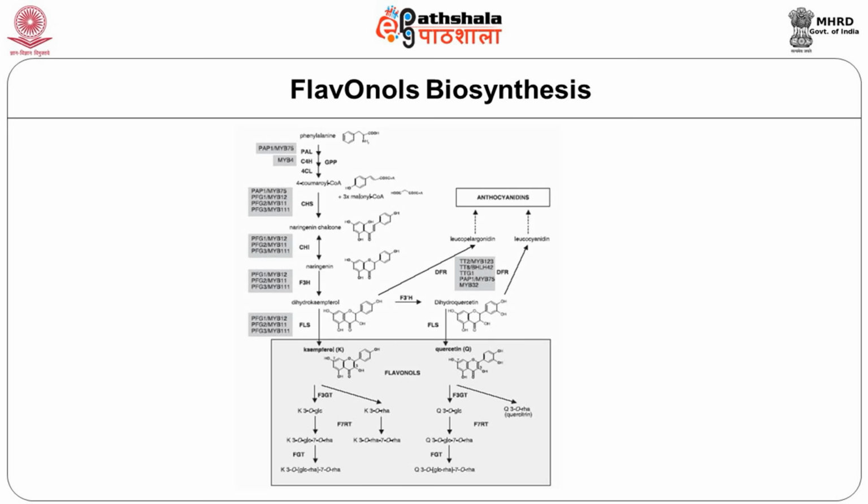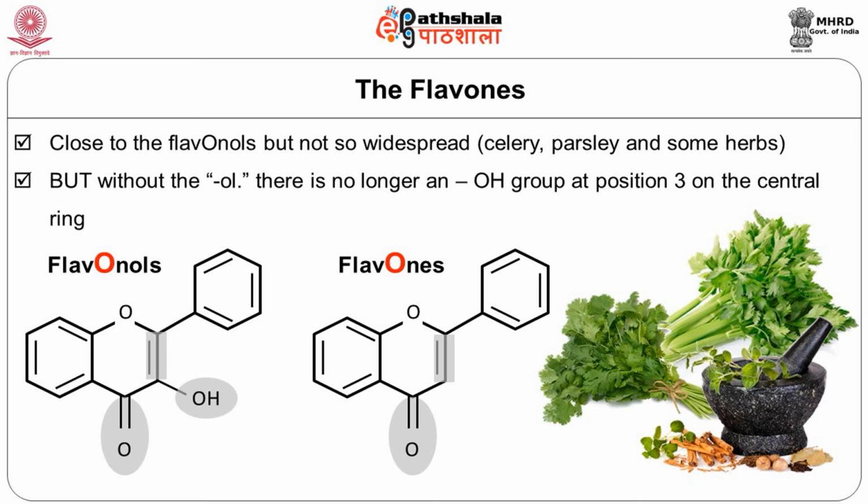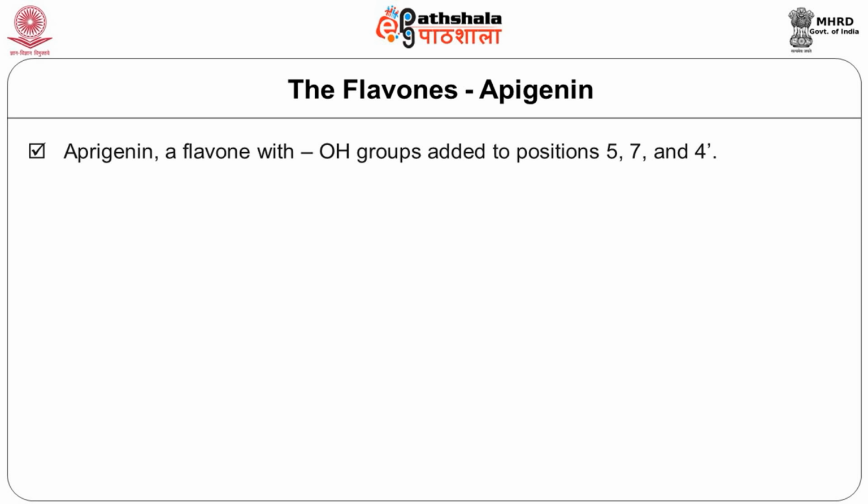The flavones are close to the flavonols but not so widespread, for example in celery, parsley and some of the herbs. But without the -ol, there is no longer a hydroxyl group at position 3 on the central ring, if you could see that. The flavones: apigenin, a flavone with hydroxyl groups added at positions 5, 7 and 4 prime.